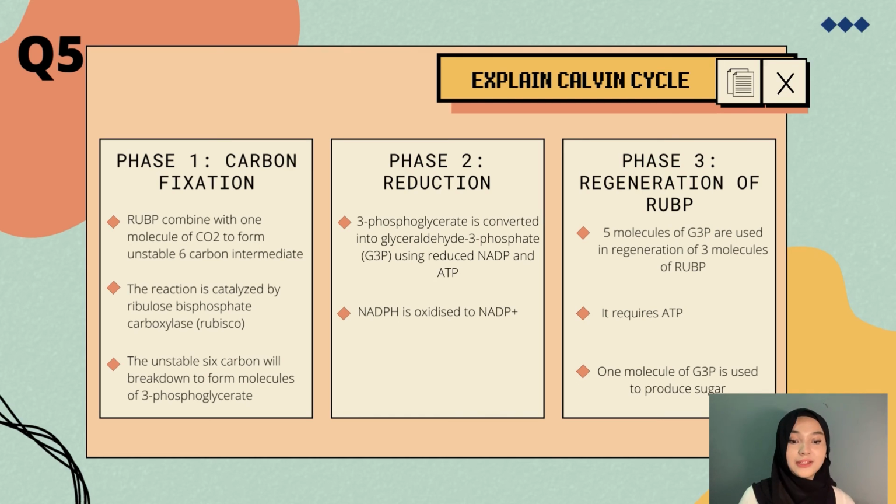3-phosphoglycerate is converted into glyceraldehyde 3-phosphate, G3P, using reduced NADPH and ATP. NADPH is then oxidized to NADP+.